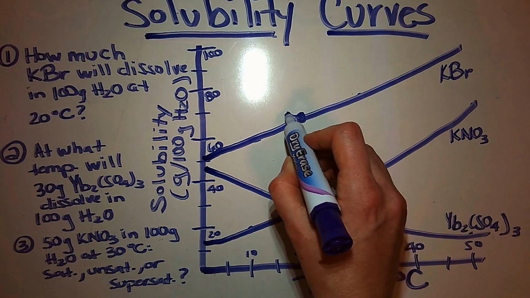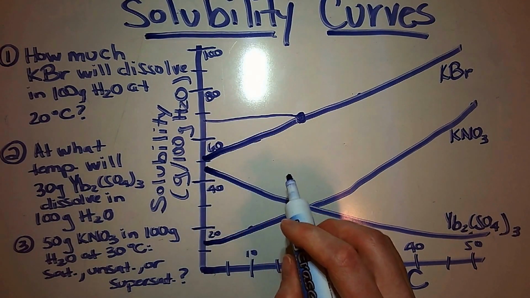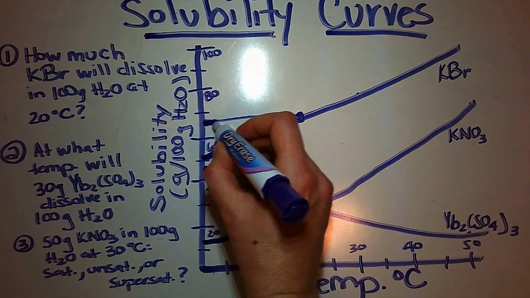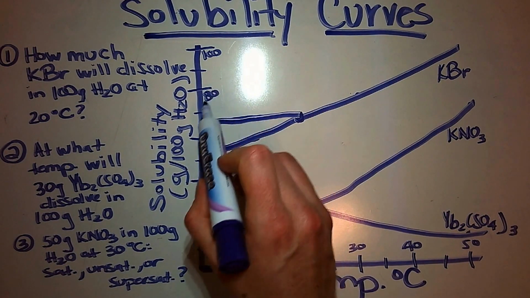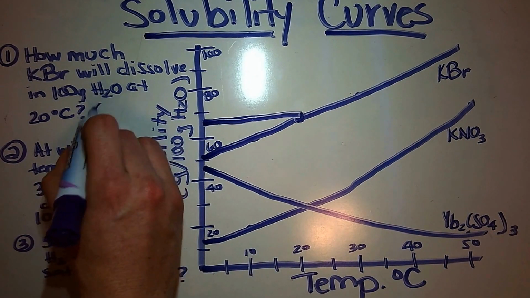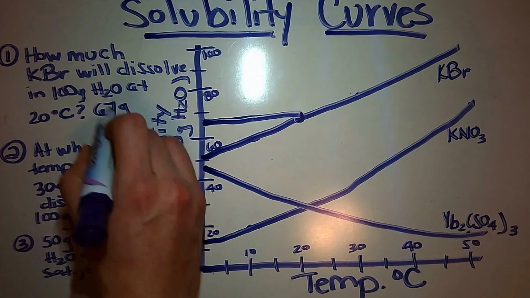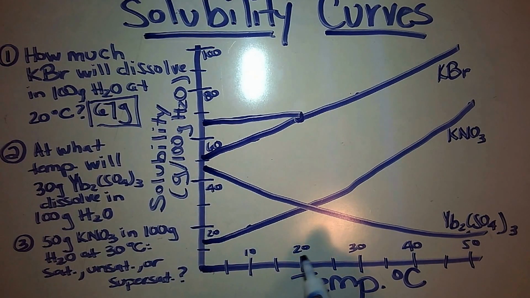So now what I'm going to do is mark over to my y-axis. So this could be anywhere. This is the 60 line, this is the 80, and this is the 70. So we are around, let's say, 67 grams will dissolve at 20 degrees Celsius.